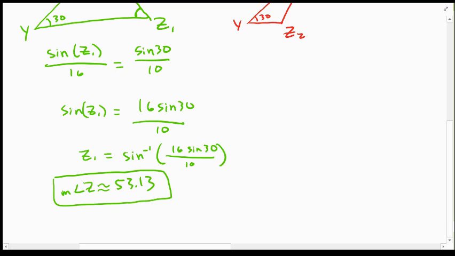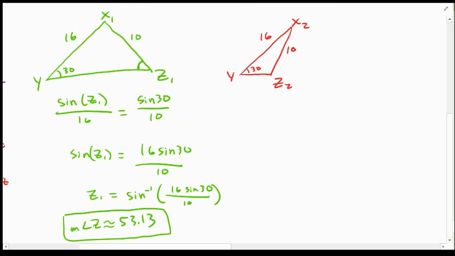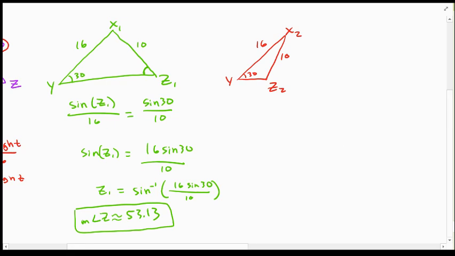And now I again want to compare these two triangles, the green one and the red one. This is going to be the last time I compare them, and then I'm going to solve them completely separately. But basically, if I tried to use the law of sines to find Z2 on this one, I take sine of Z2 over 16 equals sine of 30 over 10. And you see that it's the exact same as this. When I go through all the math, my calculator spits out 53.13, which this obviously is not, because it's greater than 90 degrees.